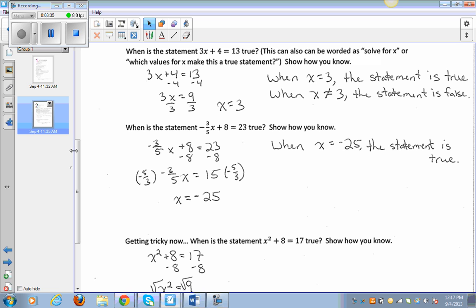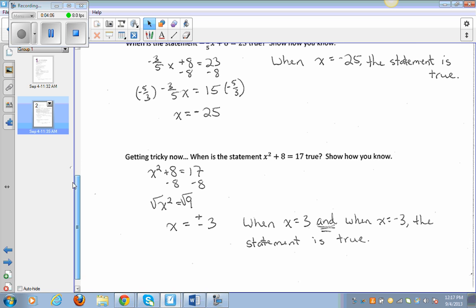It's basically the fraction flipped over. So now, instead of negative 3/5, the reciprocal is negative 5/3. When you multiply those together, you get 1, which we don't write when we have it in front of a variable. So we get x equals negative 25. It's 15 times negative 5/3 is negative 25. So when x is negative 25, the statement's true. But when it's anything else, the statement would be false.